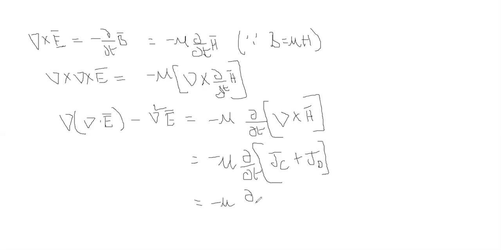Minus mu dou by dou T of JC plus JD. JC is sigma into E bar, plus JD is dou by dou T of D bar, and D I am writing in terms of E bar, epsilon into E bar. So dou by dou T of D bar. And we know del dot E bar, the del dot D bar, we substitute as 0, del dot B bar is 0.